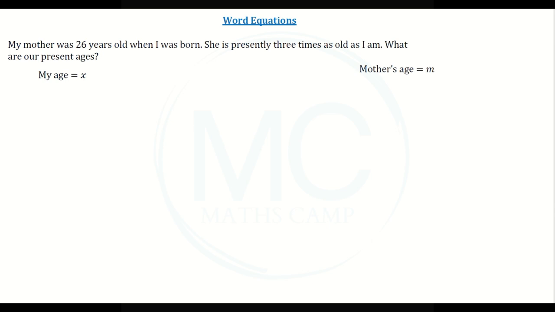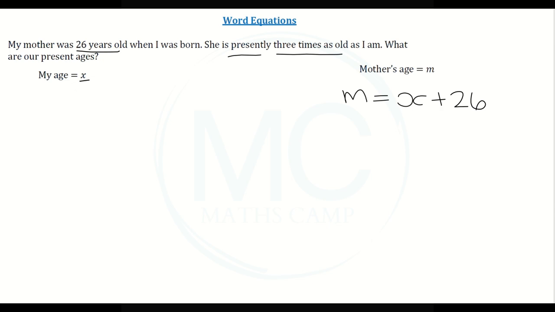The question tells us my mother was 26 years old when I was born. So that makes my mother 26 years older than me. So my mother's age will be equal to my age plus 26 years. At the moment, presently, she is 3 times as old as I am.